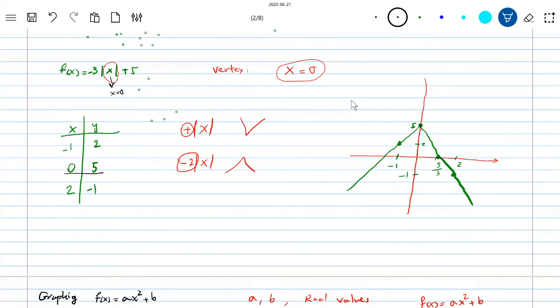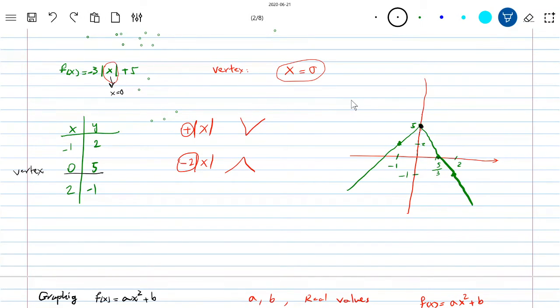-3 times 0 plus 5 is going to give you 5. So this point is the vertex point. I'll find 0 and 5. This is 0 and 5 on the graph. So there are two choices. Either the graph will look like that or it looks downward. It would be one of these two cases.